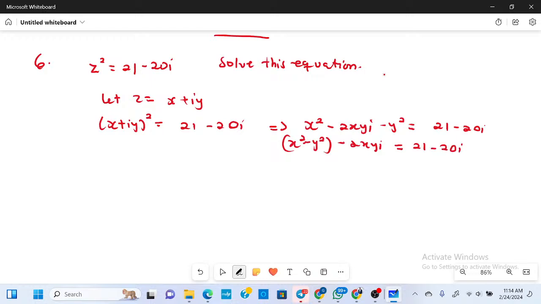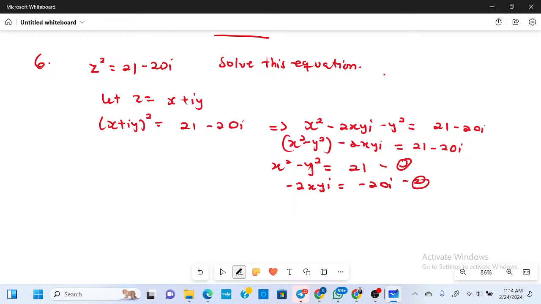So at this point, x squared minus y squared will be equal to the real part, 21. Then negative 2xyi should give us negative 20i. Solving these equations, we are going to get the values for our equation here. So at this point, I can tackle the second. This is equation 1, equation 2, right?